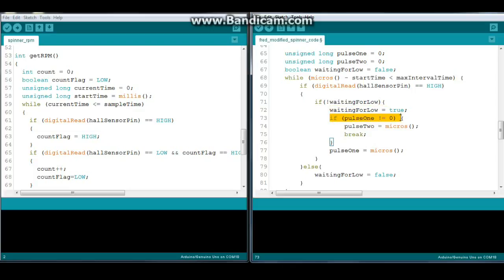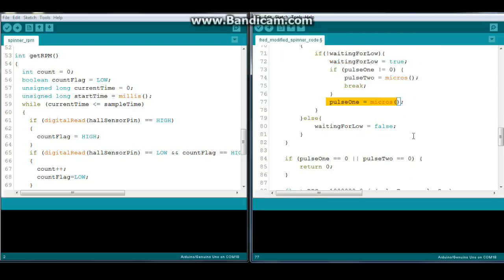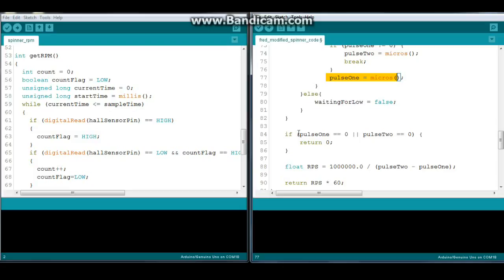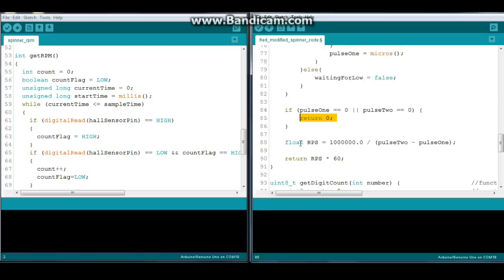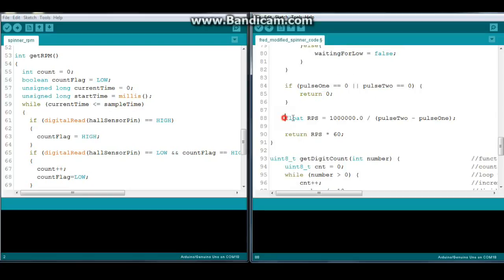And if pulse 1 does not equal 0, pulse 2 now equals our micros. And if, where are we at, back up here, the Hall sensor pin is high, then pulse 1 equals our micros. And then we have our logic here. If pulse 1 is 0 and pulse 2 is 0, we return 0. And then we have our RPS in this case equals pulse 2 minus pulse 1, the difference between our pulses, multiplied by 60 to get us our RPMs.